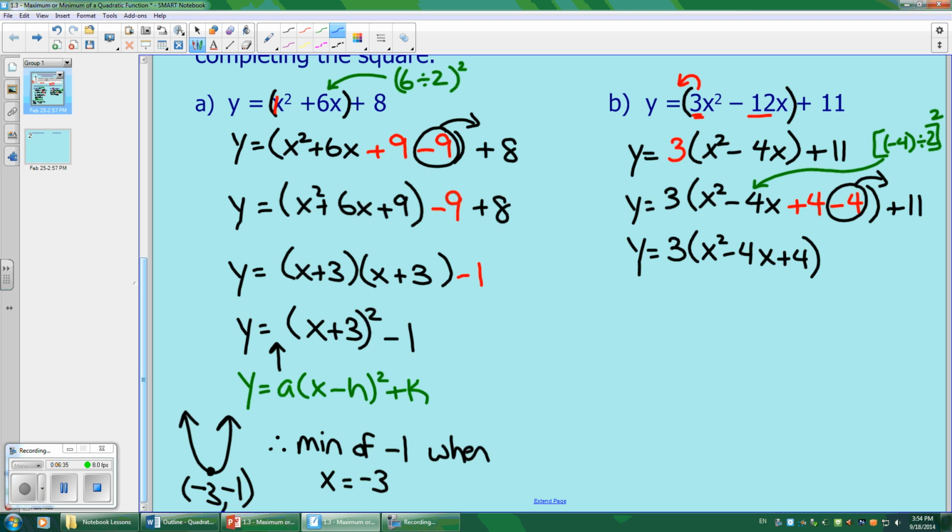Okay, here's the thing though. Major thing. In this case, because it's kicked out and there's a number in the front, you have to remember to multiply it with that negative 4. So that negative 4, when it gets kicked out, it doesn't become negative 4. It actually becomes negative 12 because it's multiplied by that 3 in front. All right, and plus 11. So remember, important.